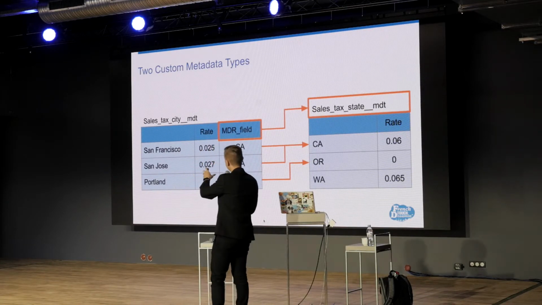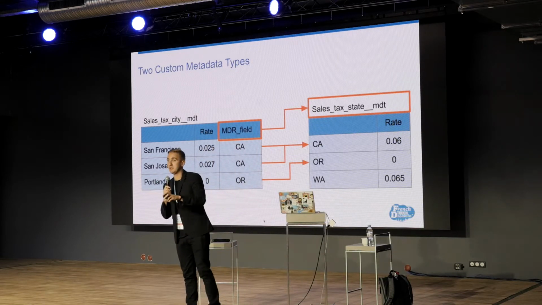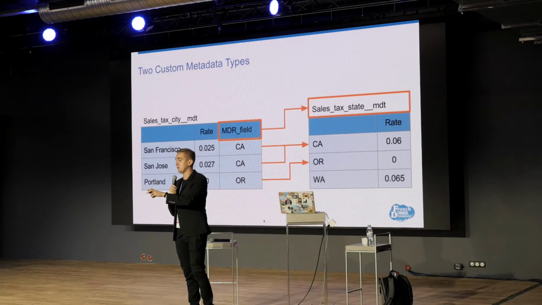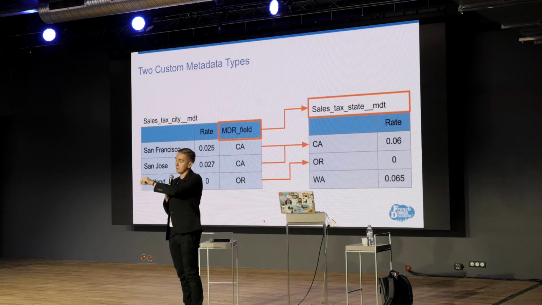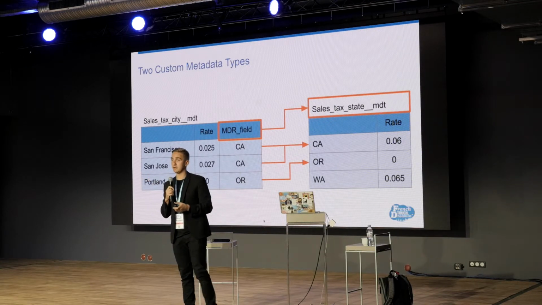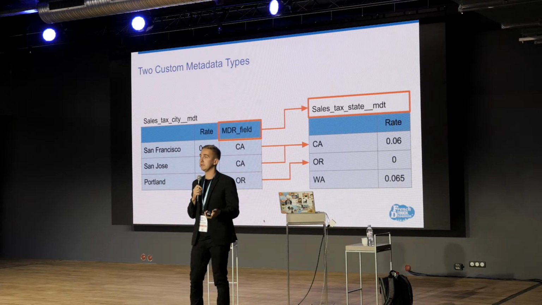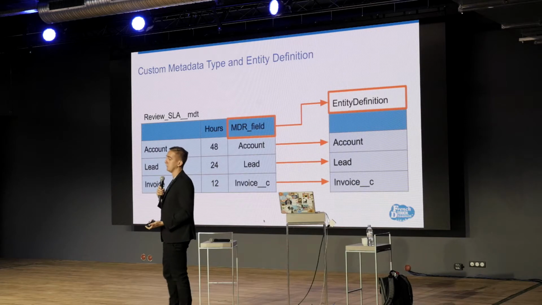So I want to make the calculation more complex. I have one custom metadata type that stores information about the county, and one that stores information about the state. And I can just traverse to calculate the final sales tax. So I can make my invoices even more detailed based on what city that invoice is going to. Now to entity definition.